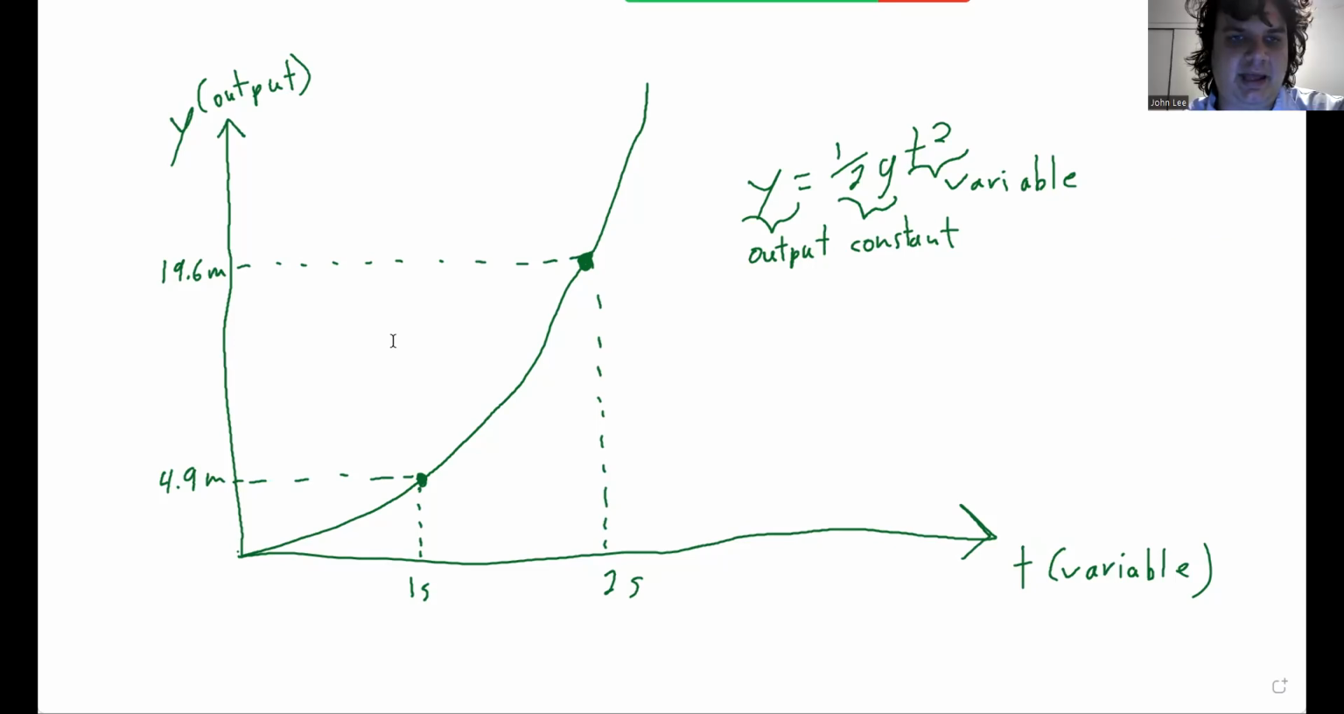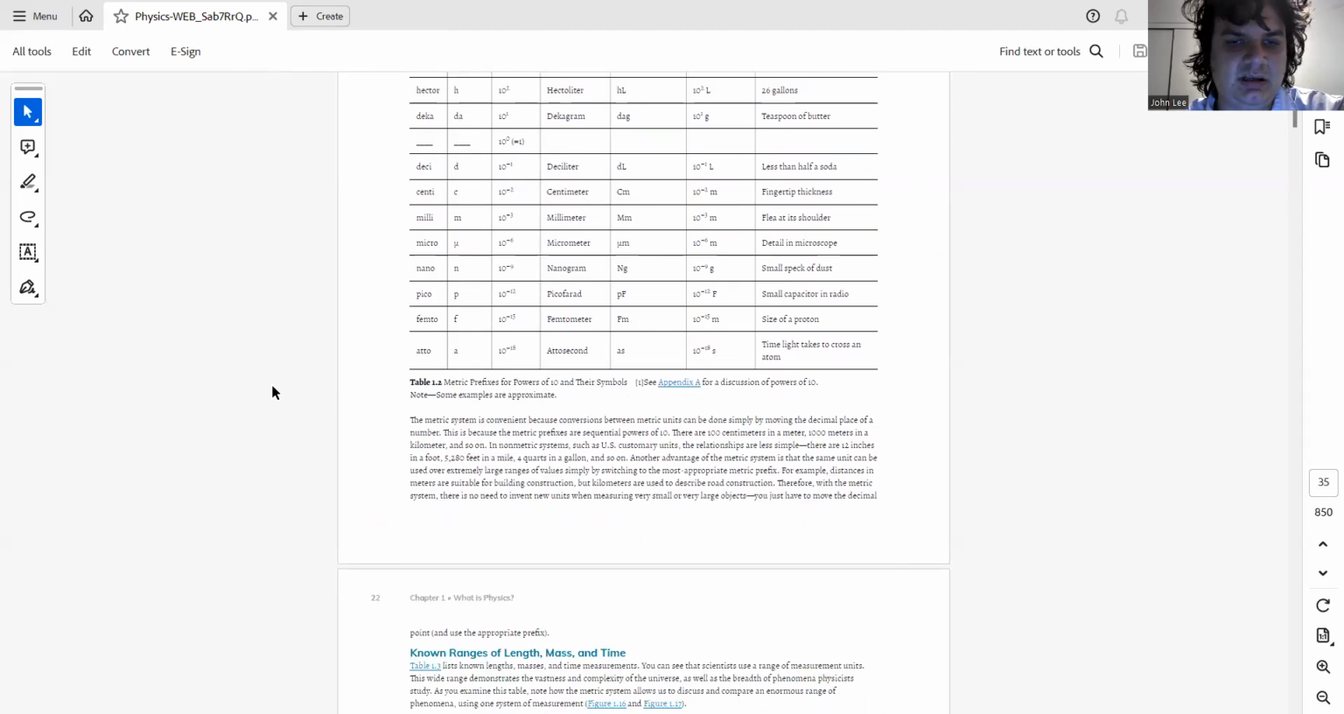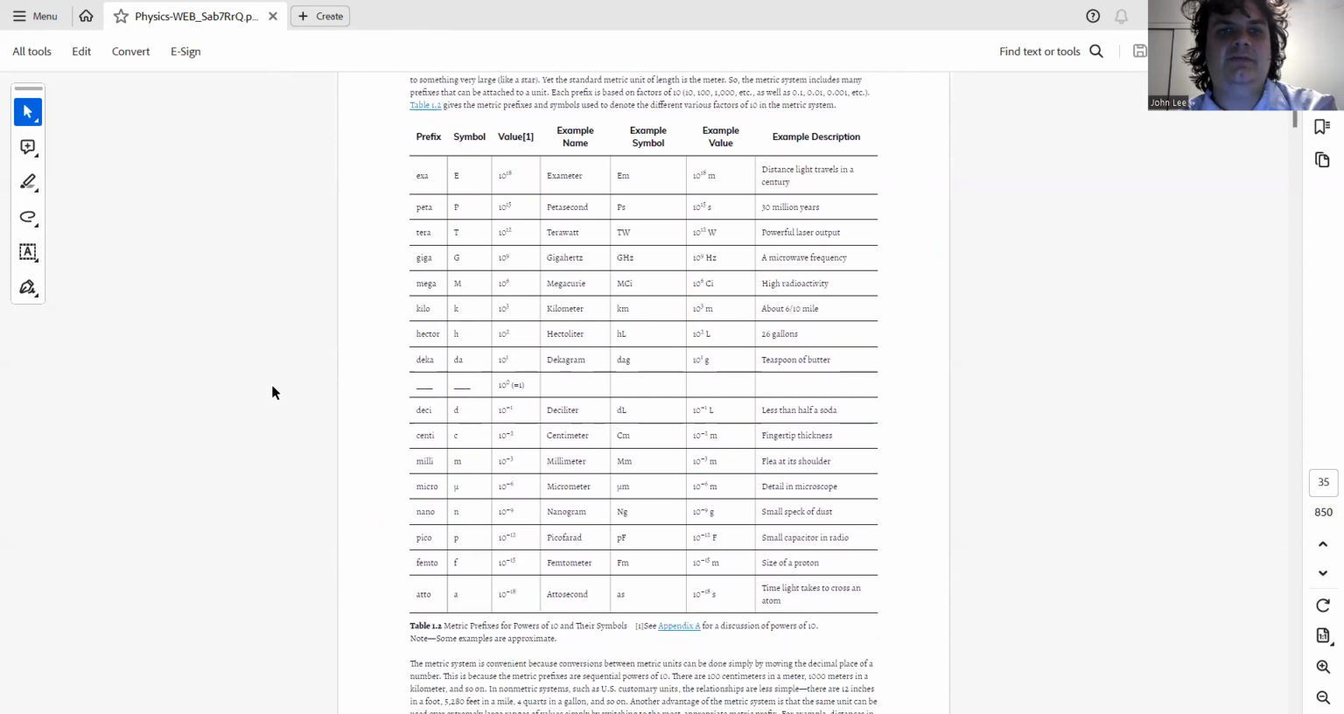which are given on page 21 of your textbook. So basically, all of these prefixes are just simpler ways to write out certain numbers. So a kilometer is 10 to the 3 meters, which is 1,000 meters. And then gigahertz is 1,000,000,000 hertz. And I don't think we've really gone over what a hertz is, but it's 1,000,000,000 of those.